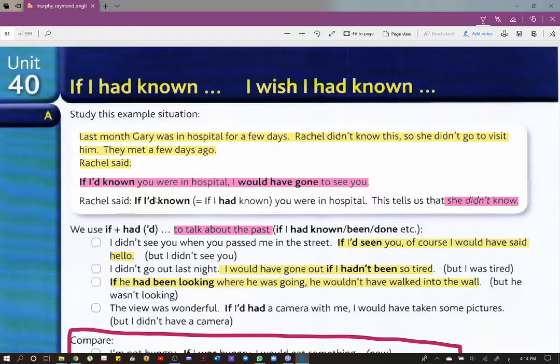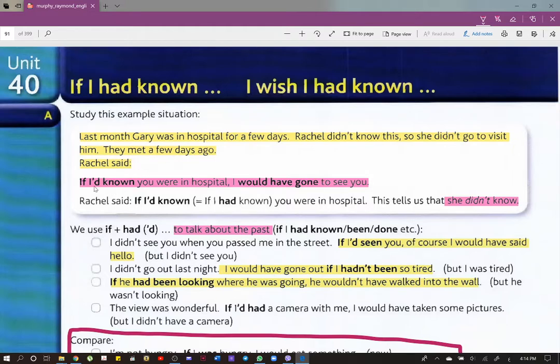Let us think about this situation. Last month, Gray was in hospital for a few days. Rachel didn't know this, so she didn't go to visit him. They met a few days ago. Rachel said, "If I'd known you were in hospital, I would have gone to see you." Now, is there any time left for her to visit him in the hospital? Of course not. This is impossible. It's past now. So this case is called the impossible case.